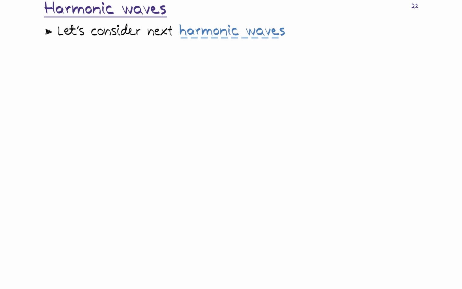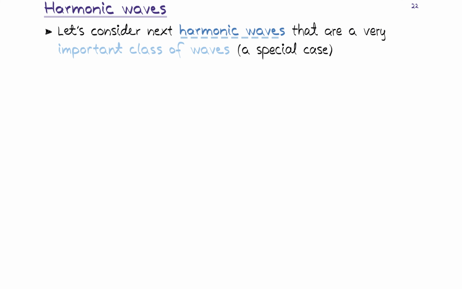We are considering harmonic waves, and this is a very important class of wave. In a way, this is a special case. This is a mathematical construction. We cannot physically realize harmonic waves ideally in the lab, because it's an idealization of the situation. This is something we can never achieve in real life, but at least it's a good representation because it's simple.